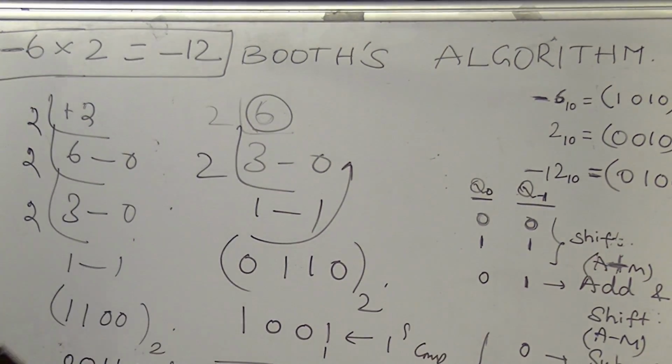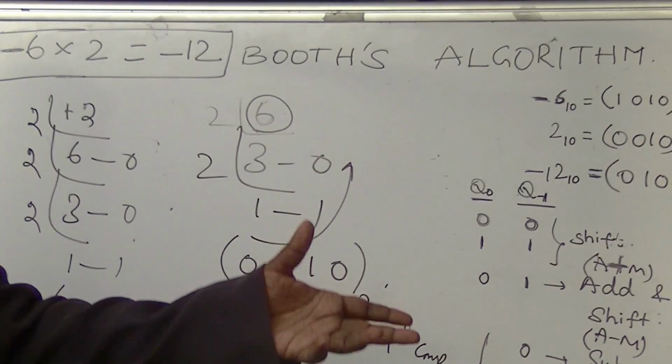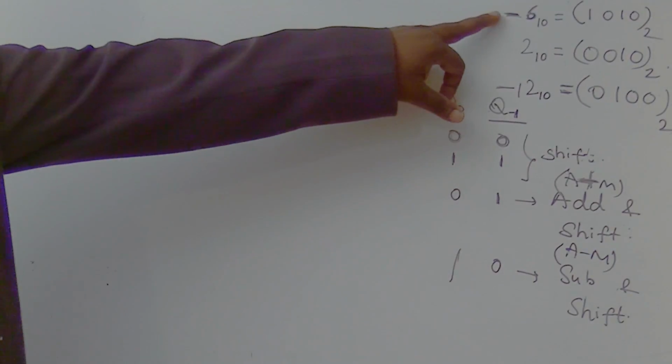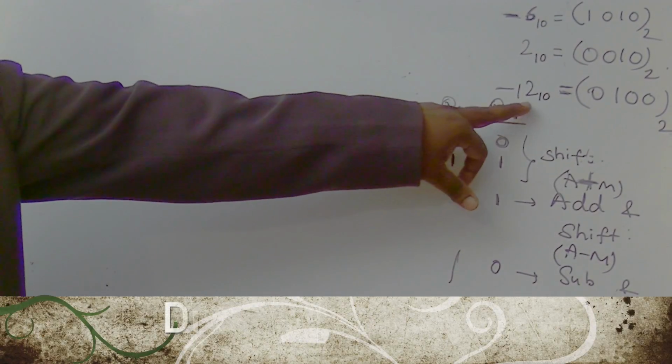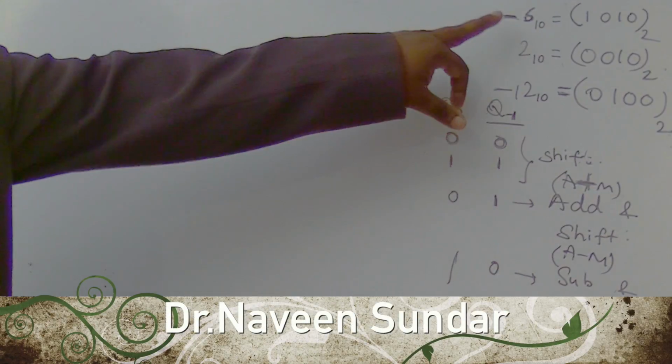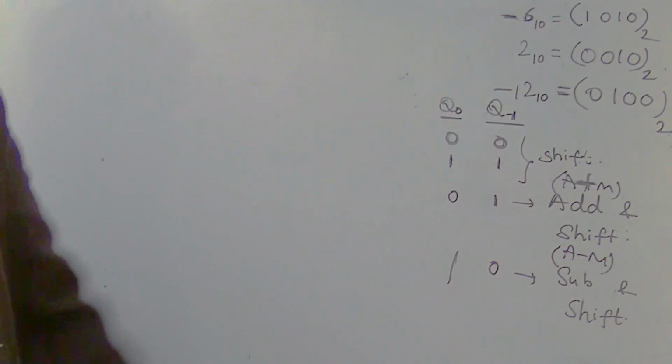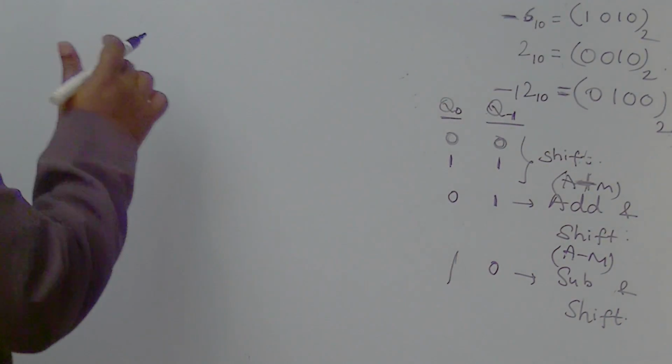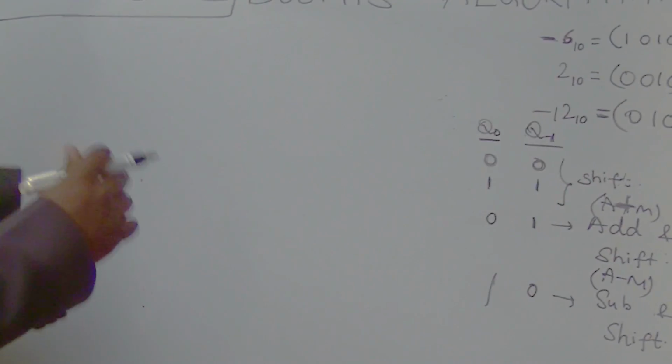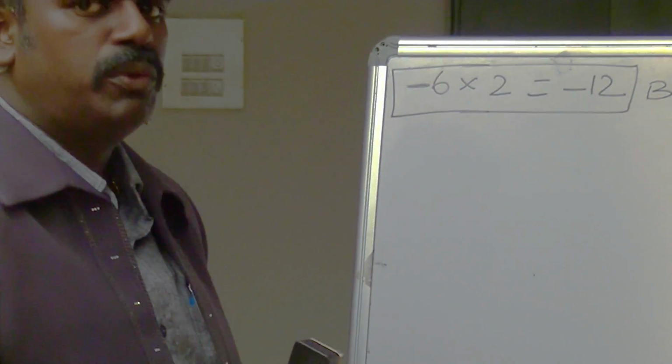This is how we are going to check it in Booth's algorithm. This is minus 6 and 2 and then minus 12, the binary values converted into 2's complement. Now consider Booth's algorithm: as it is a 4-bit value, we have to do 4 steps.